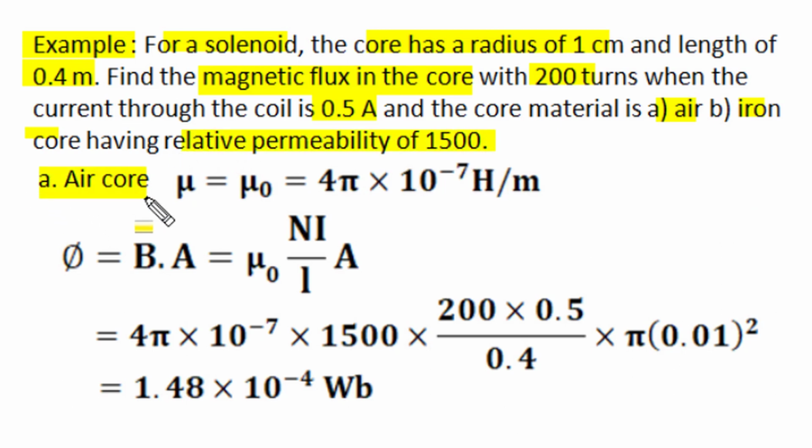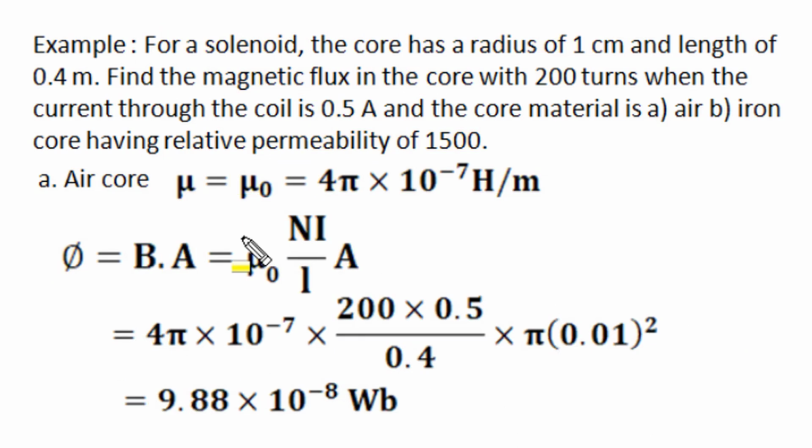In the air core condition, the permeability of the medium is the permeability of air, which is constant, 4 pi into 10 to the power minus 7 Henry per meter. We know the working flux is the product of flux density and normal cross-section area, and flux density is mu0 times H. For a solenoid, the product of number of turns and current is called mmf, and mmf per unit length becomes the applied magnetic field intensity. mu0 times H becomes the magnetic induction, and magnetic induction multiplied by normal cross-section area becomes the working flux.